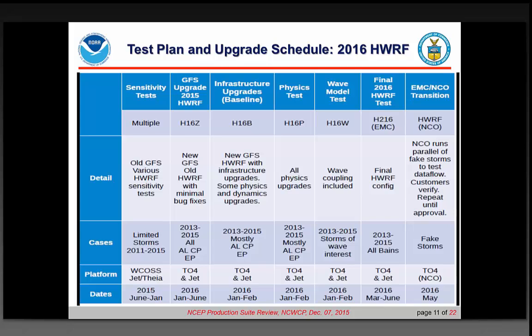We have one new test that needs to be added because the GFS is being upgraded. So that will be a new test, testing the downstream model. And then individual upgrades, both the physics, the wave coupling, and a combination of it that results in the 2016 H4. Very aggressive timelines and testing schedules as usual.